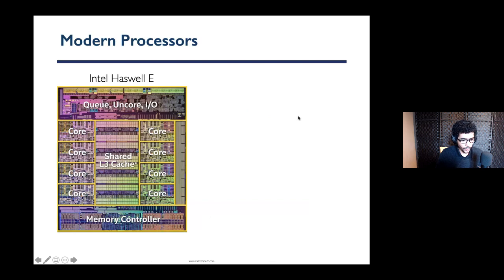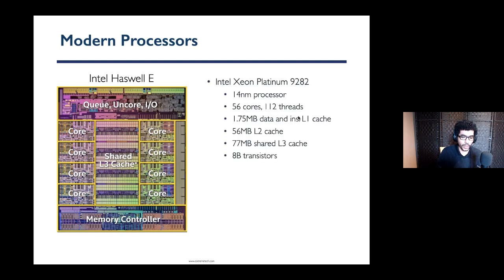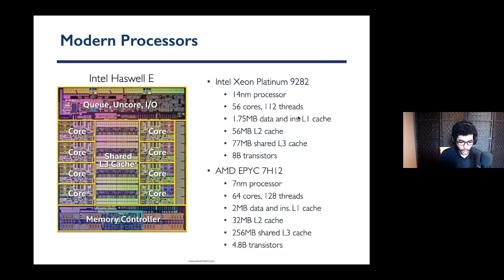So this is a modern processor. We'll come back probably to this and explain it a little bit more. This is Intel Haswell E. As you can see, it has 8 cores, a big shared cache, a memory controller. This is a spec for Intel Xeon Platinum. It has up to, I think, 56 physical cores. So this is the trend I was talking about. We have a lot of cores put in our processors. This is an AMD EPYC, and it has 64 cores.